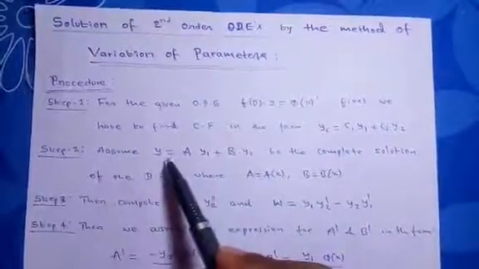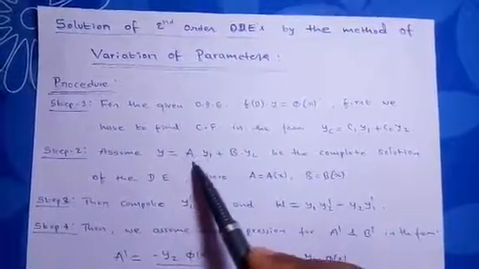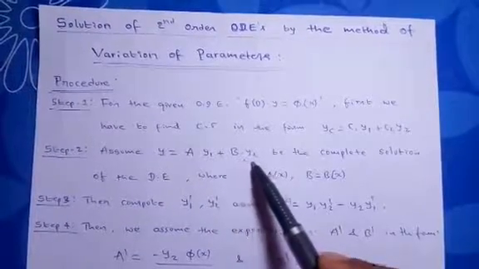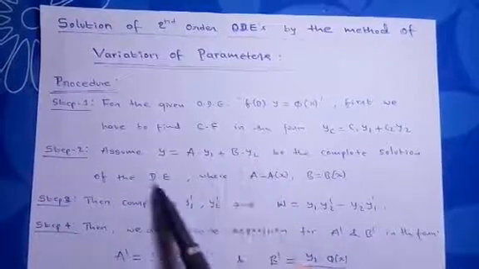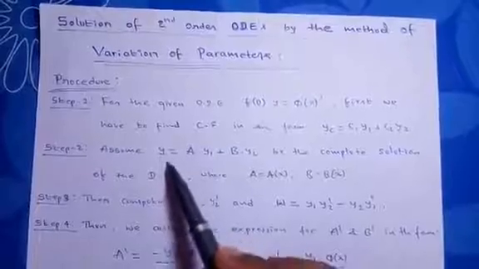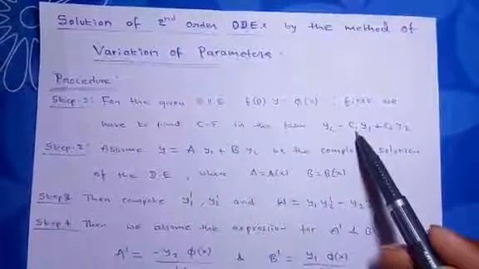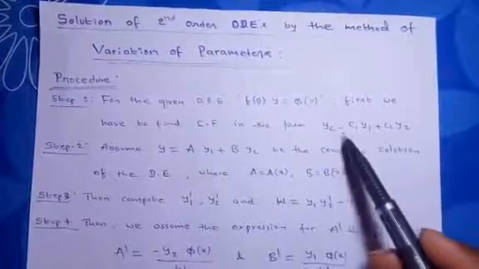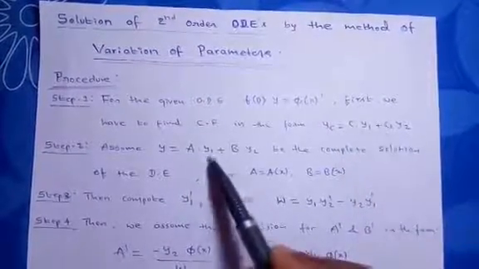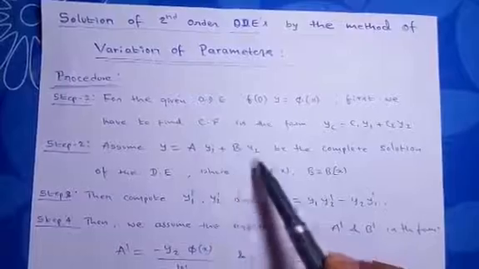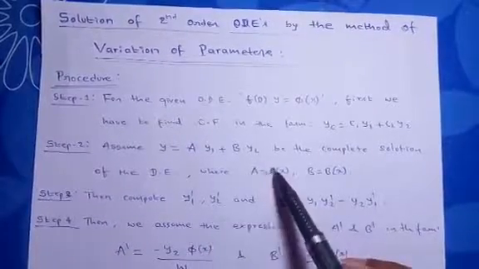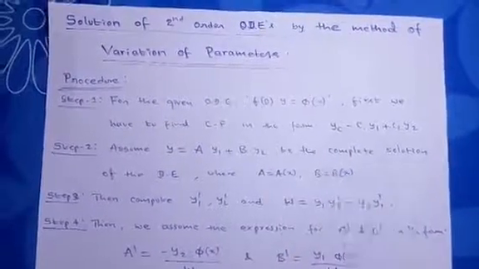Next, in step 2, assume y equals a into y1 plus b into y2 is the complete solution of the differential equation. This equation is obtained by just replacing the unknown constants c1 and c2. Replace c1 and c2 by a and b. A and b are functions of x, a of x and b of x.